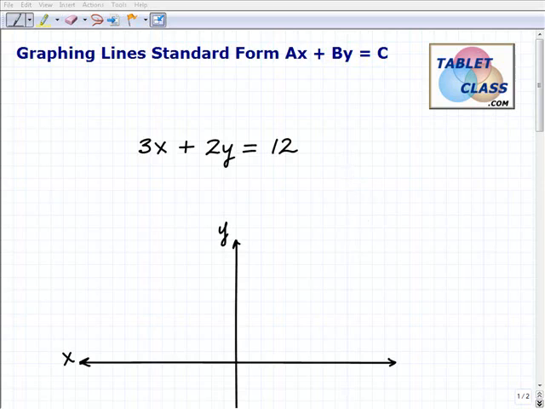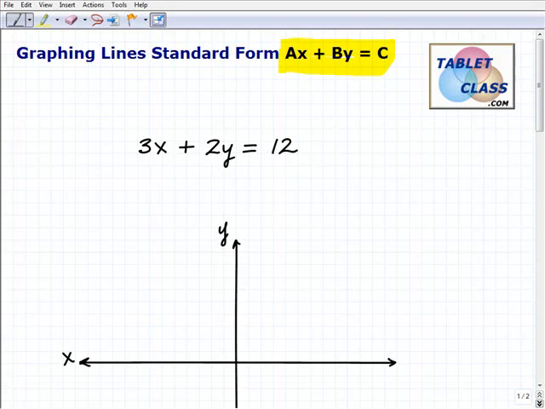Okay, sometimes this is referred to as ax plus by equals c, or graphing lines using the xy intercepts. So it's just another alternative to the point slope or slope intercept method. It's really quite easy. So here I have a line, 3x plus 2y equals 12. What do I need to do? I need to find the xy intercepts.